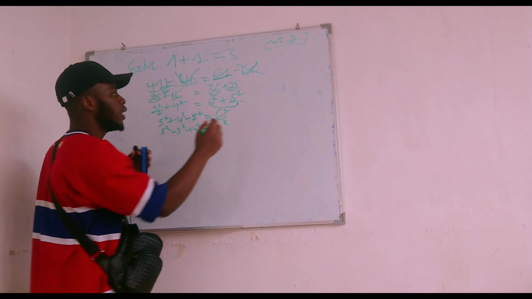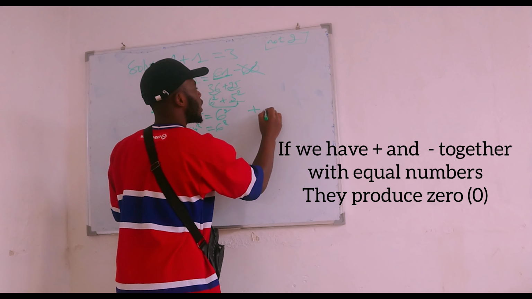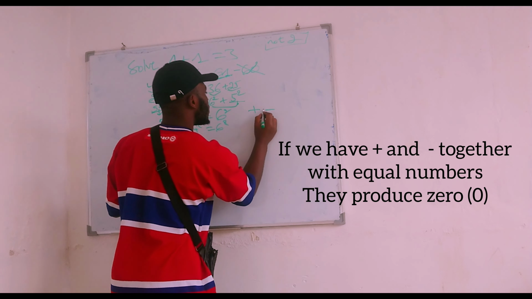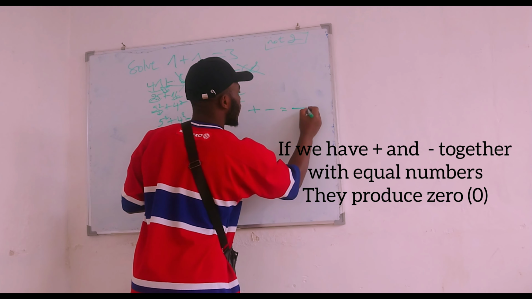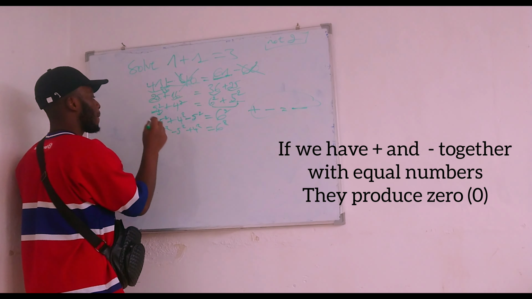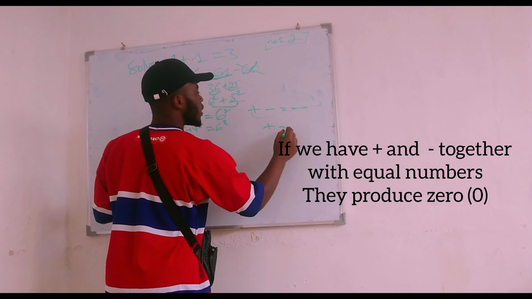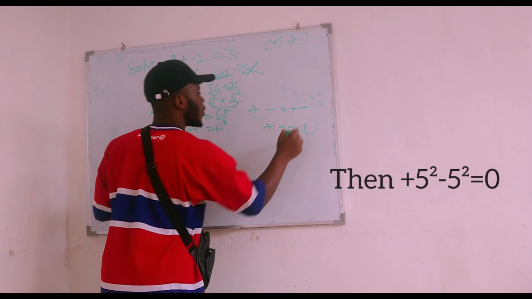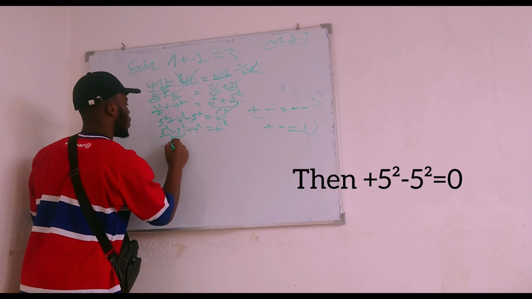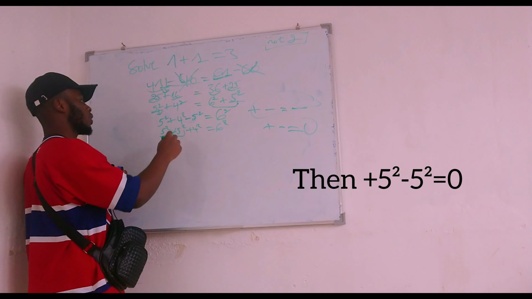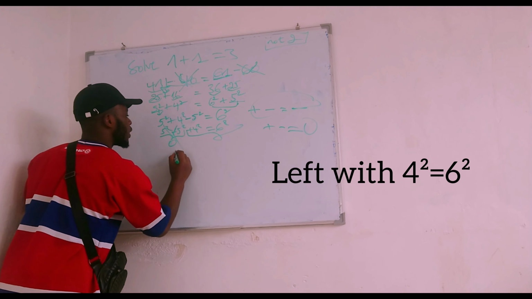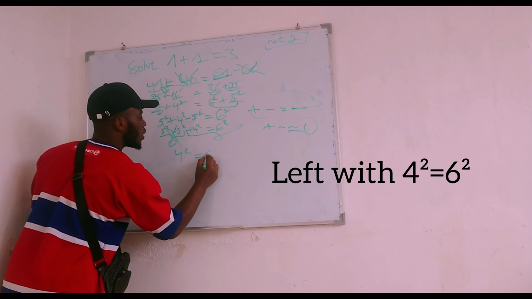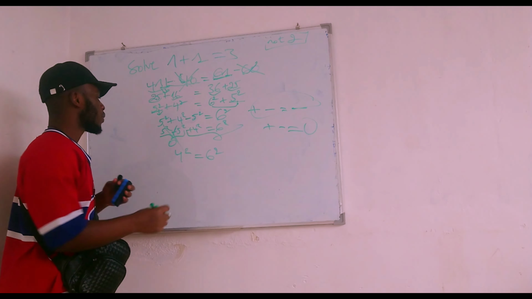Then, if we have a plus sign and a negative sign, this means it will equal 0. Here, if we have plus and negative, we will equal 0. This will be equal to 0. We are left with this: 4 squared equals 6 squared.